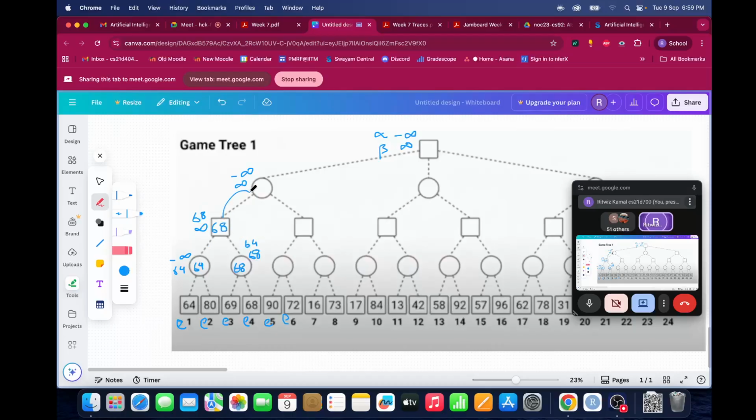This will return the 68 value to this min node, whose current beta value is plus infinity, greater than 68. So it will get updated to 68. Okay, clear up till this point? Yes. Okay. Now this minus infinity and 68 will be passed on to its parents.